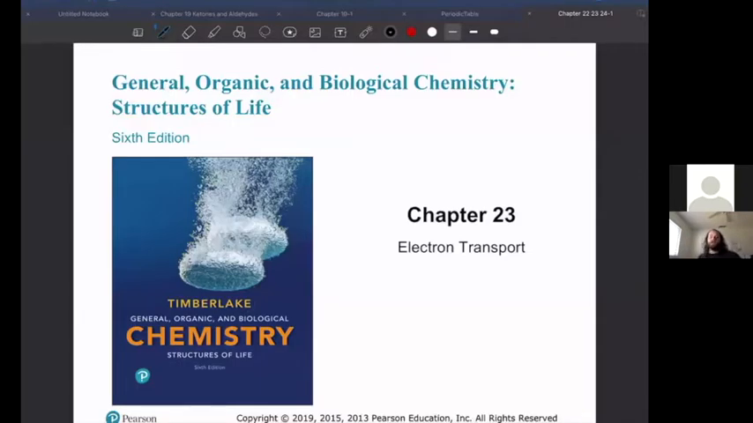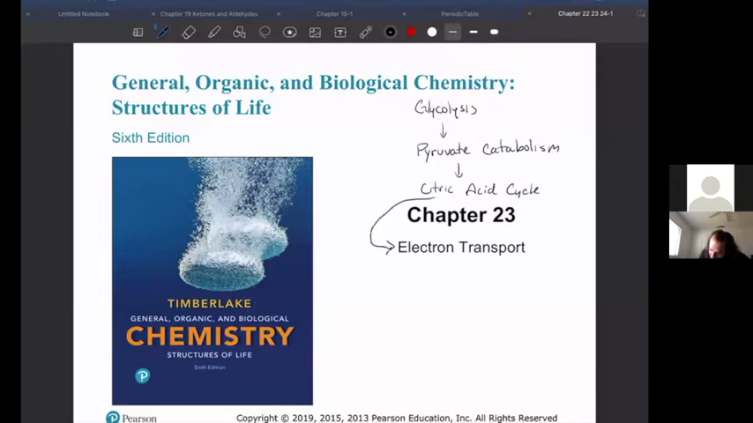So now we've made our way to the electron transport chain. And again, just to summarize, we talked about how we had glycolysis. The product of that was pyruvate, which made its way into pyruvate catabolism. Then that made its way into the citric acid cycle. And finally, the products of that, the NADH and FADH, are going to make their way into the electron transport chain to produce even more ATP.